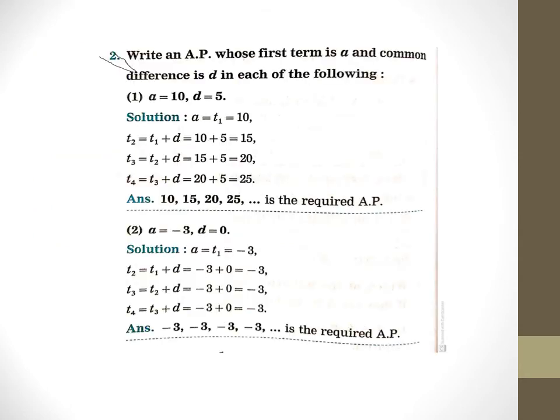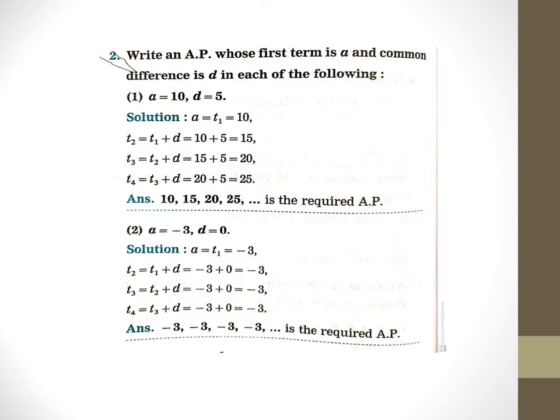Now see, here they have given the first term value and the common difference D value, and we want to write an AP. Here A is equal to 10 and D is equal to 5. A is equal to T1 because A is nothing but our first term, so T1 is 10. Then how to calculate T2? T2 is equal to T1 plus D, that is 10 plus 5, 15. T3 is T2 plus D, 15 plus 5, 20. T4 is T3 plus D, 20 plus 5, 25. So 10, 15, 20, 25 is our required AP.